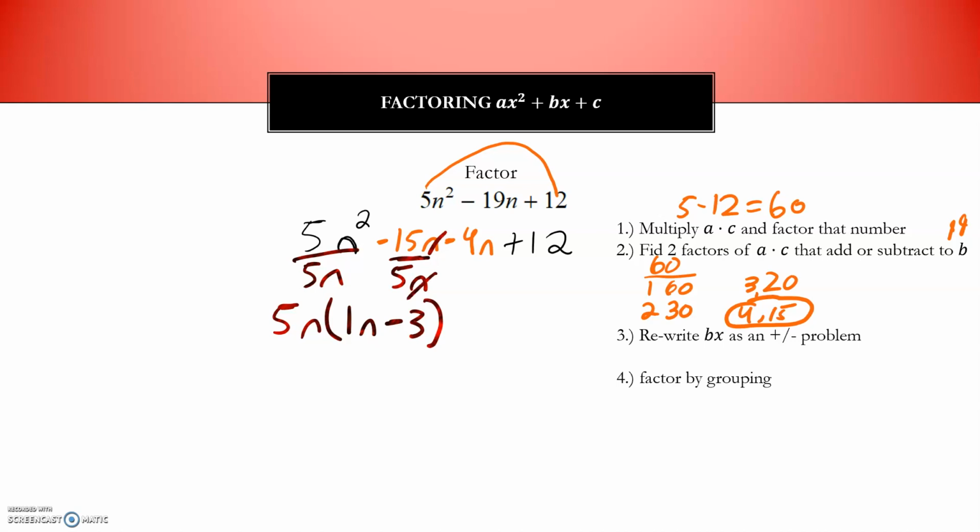The second set: negative 4n and positive 12 both share a 4. And because I need that first term to be positive when I divide, I'm going to make this a negative 4 to switch the sign. Negative 4 divided by itself cancels. I'm left with n, plus 12 divided by negative 4 is negative 3, and I certainly can leave that as minus 3. So I see 1n minus 3 in each parentheses.